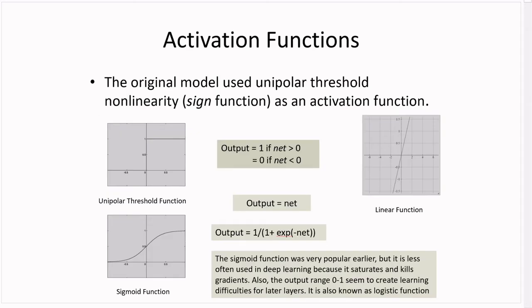The original model used the unipolar threshold nonlinearity, which is also known as the sign function, as an activation function. So basically, as we saw, for the original model, the output was going to be 1 if the net sum was greater than 0, and the output was going to be 0 if the net sum was less than 0.